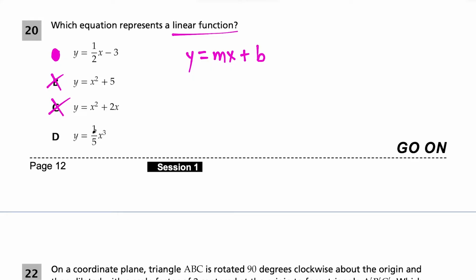And then y equals 1/5 x to the third power is a cubic equation. Okay, it has a power 3 in it. So this is not linear. Choice A is our answer.